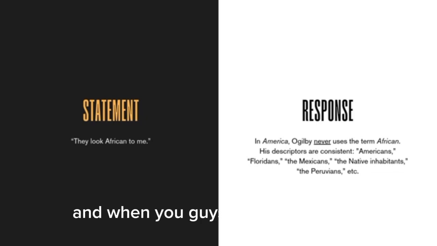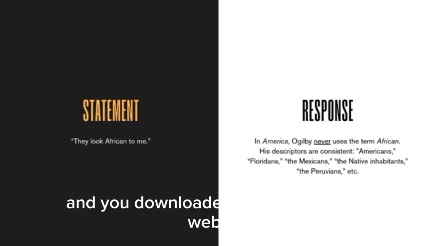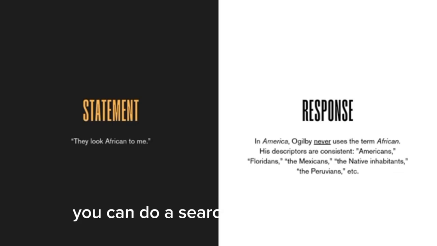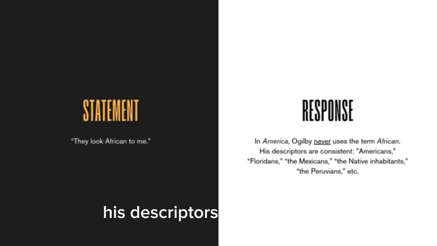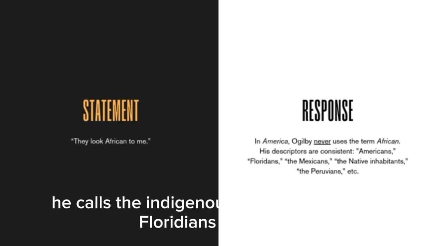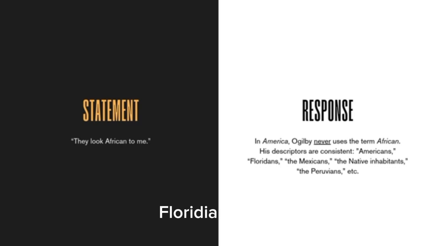And when you go to archive.org and download it directly from the website, you can do a search in the document and you won't ever see the word African. He does not describe these people as African. His descriptors are consistent. He calls the indigenous people Americans, Floridans, the Mexicans, the native inhabitants, the Peruvians, et cetera, et cetera.